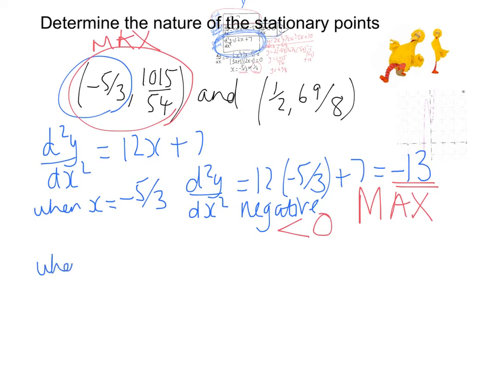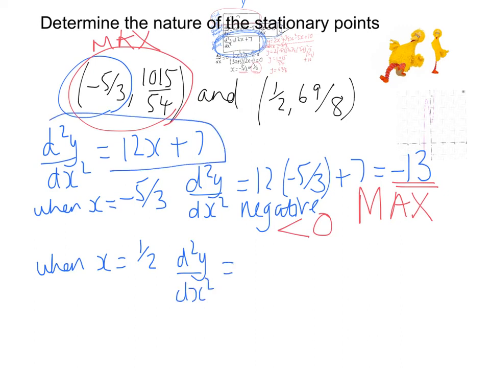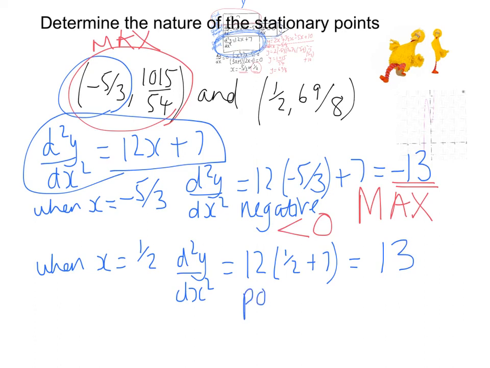Okay, and then we feed in the second x coordinate. So when x is a half, d2y by dx squared, we're feeding it into our second differential. It's 12 lots of a half plus 7, which is positive 13. So we have to write that it's positive, or if you don't like writing the word positive, you can write greater than 0. You have to make a statement, and then is that a maximum or a minimum? Think of the way that it shouldn't be. So I would expect that a positive answer gives me a minimum turning point.